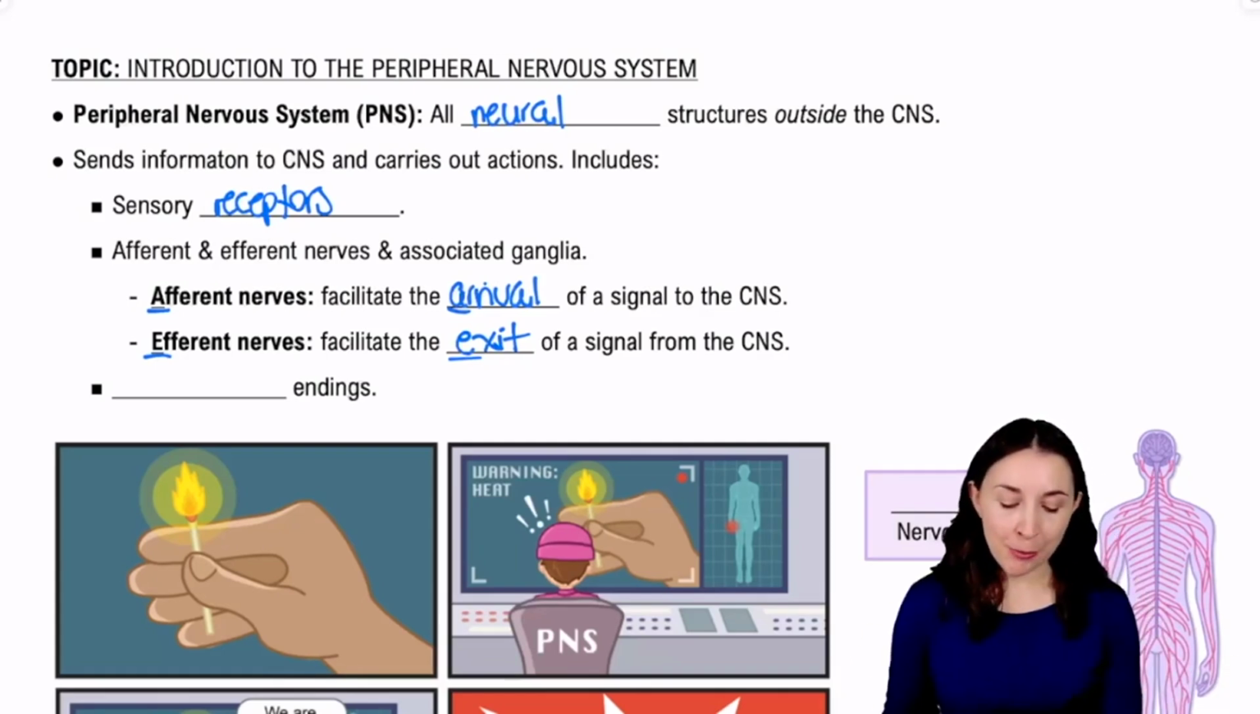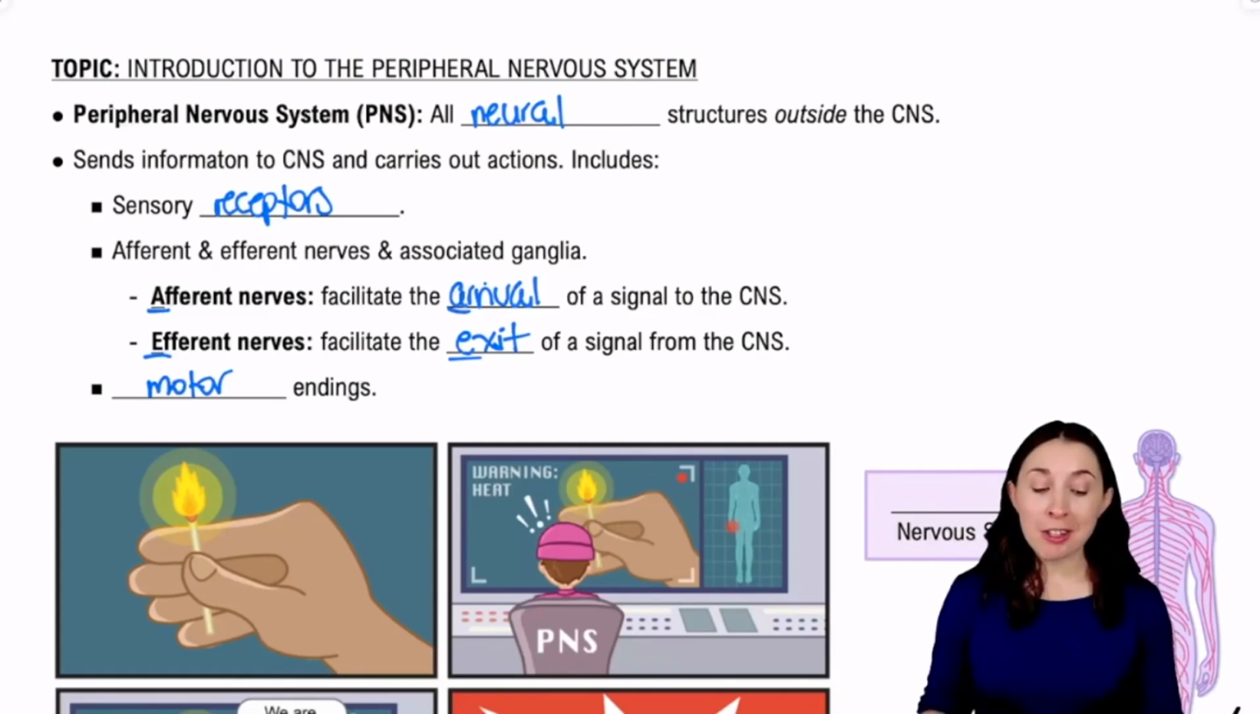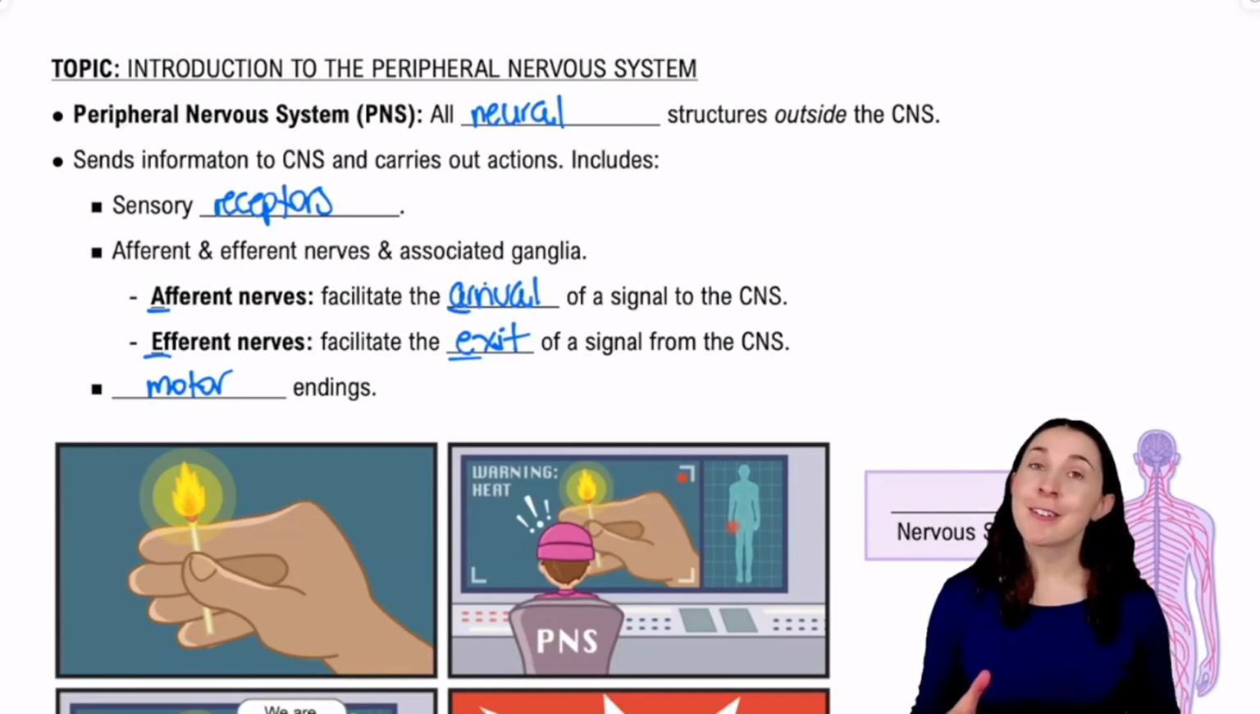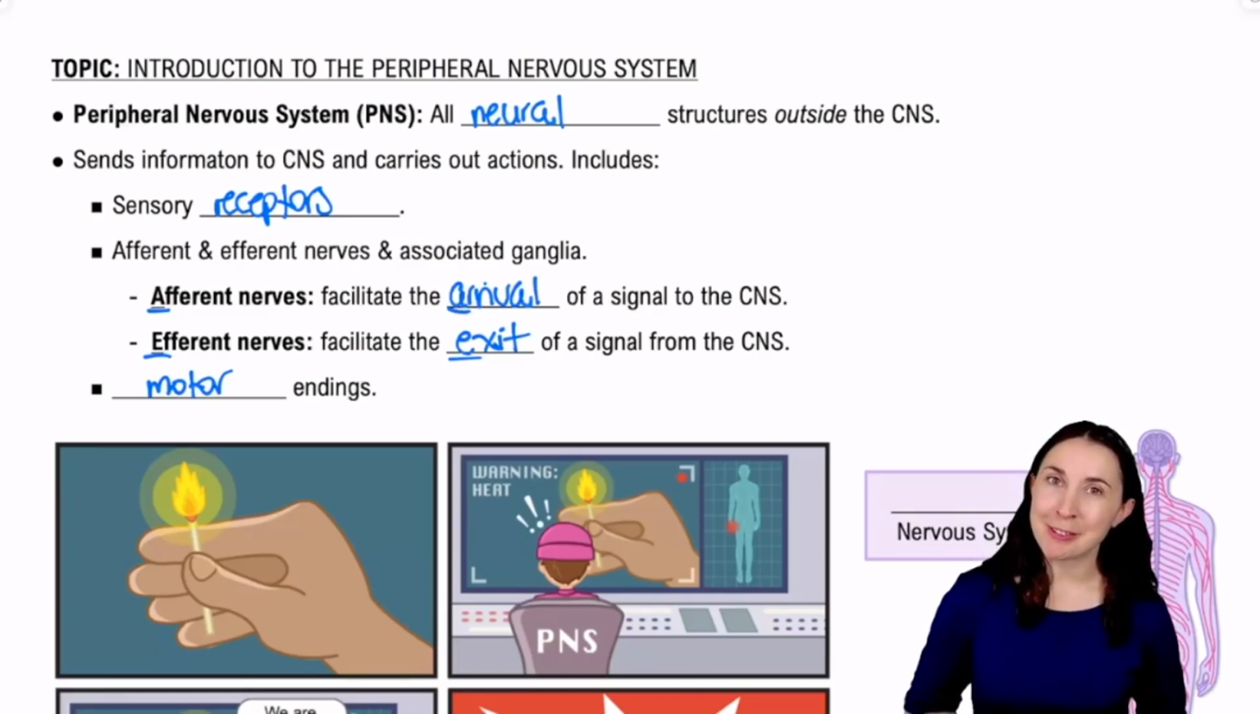And then finally, we also have motor endings. Now, we're going to cover all of these topics in more detail in upcoming videos. So don't worry too much about the nitty-gritty of each of these. For now, just know that these are the components that make up the peripheral nervous system.